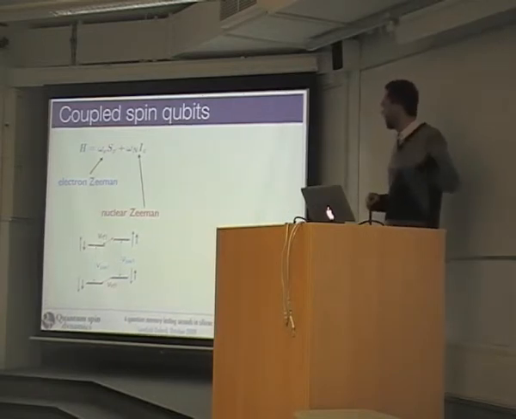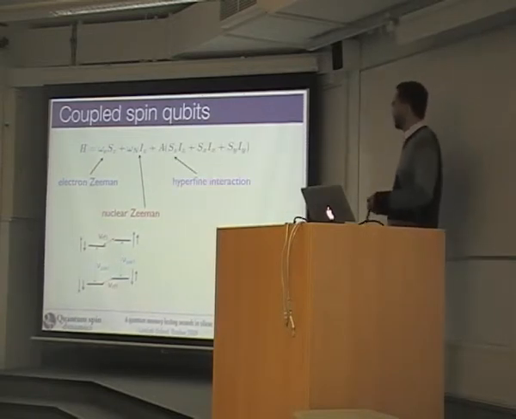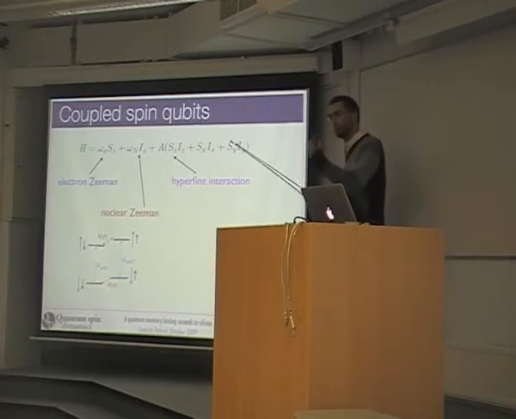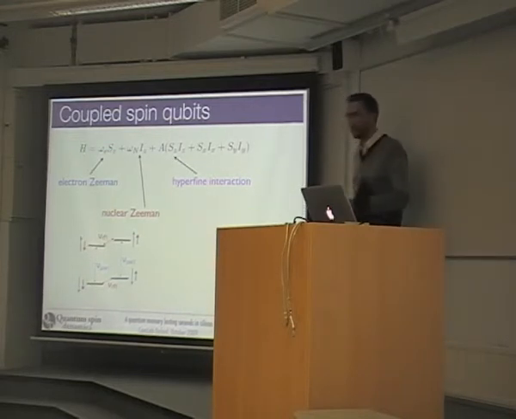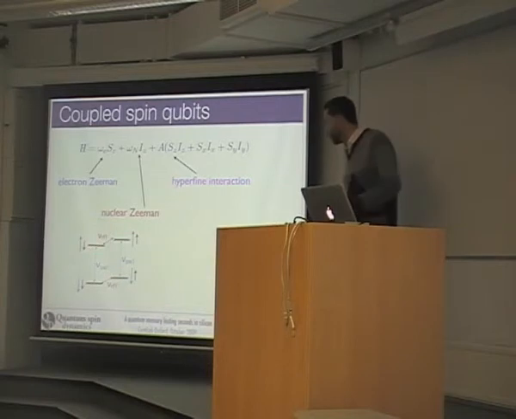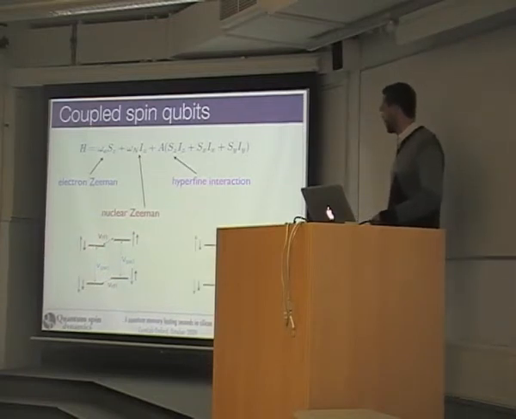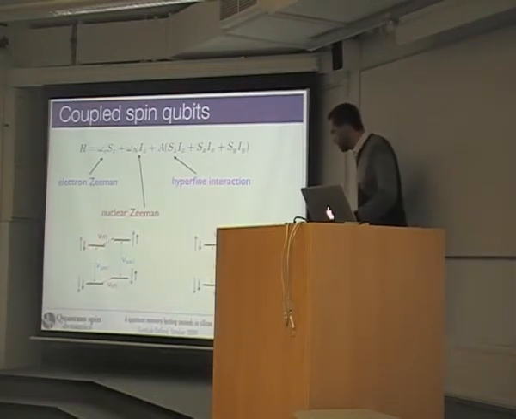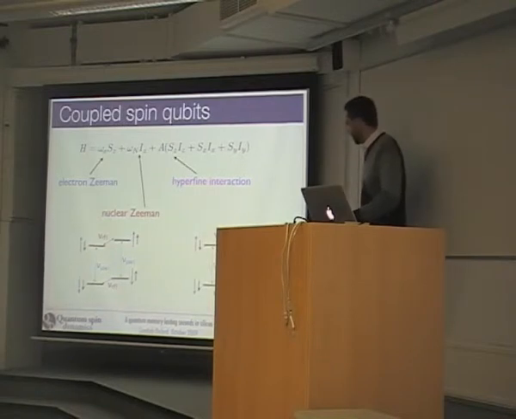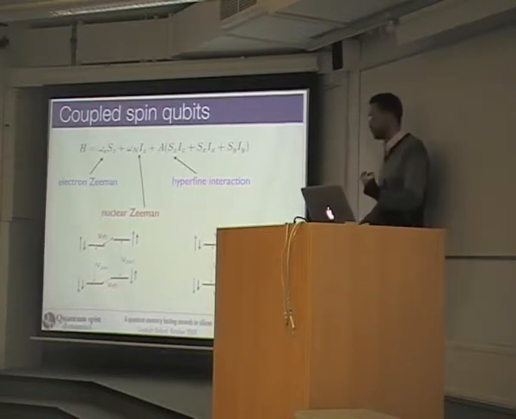But if we allow ourselves one more term in the Hamiltonian, some kind of interaction between the electron and the nucleus spin, so a hyperfine interaction, then this level diagram splits, and we can now distinguish between the energy of the transition of the electron spin depending on the state of the nucleus.